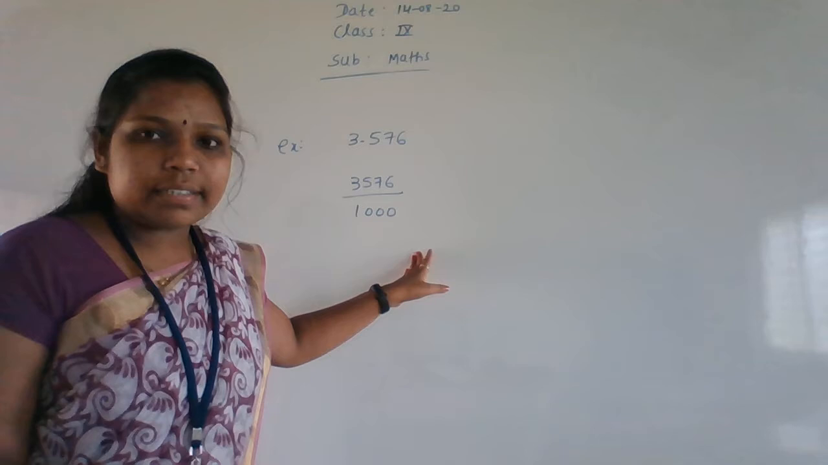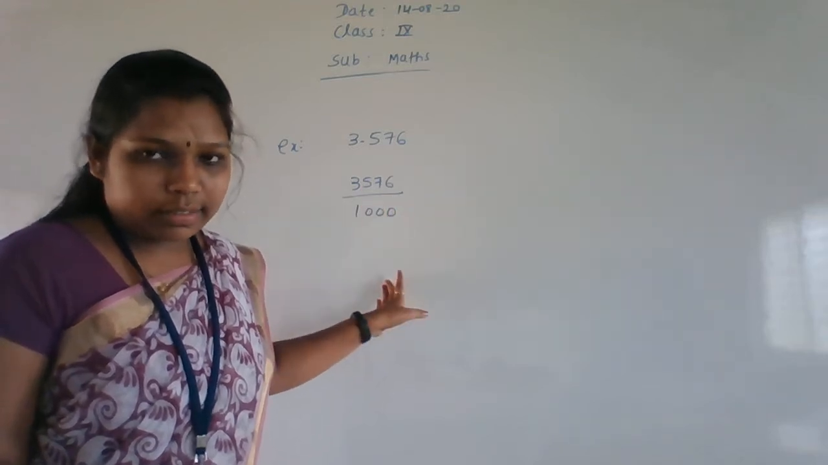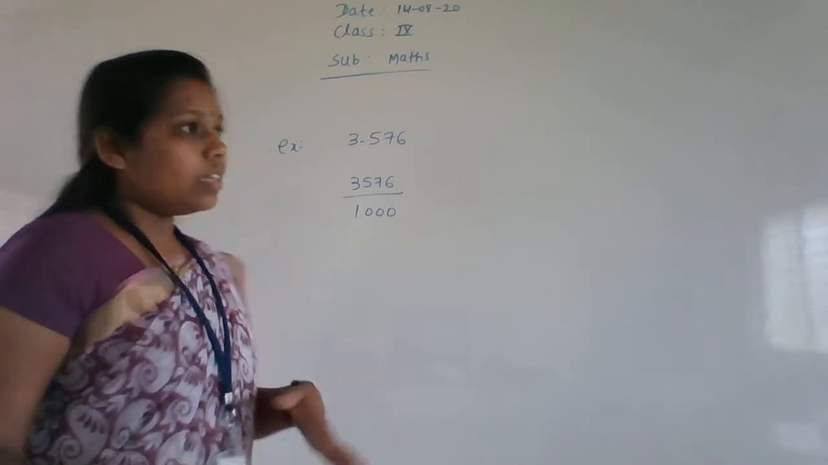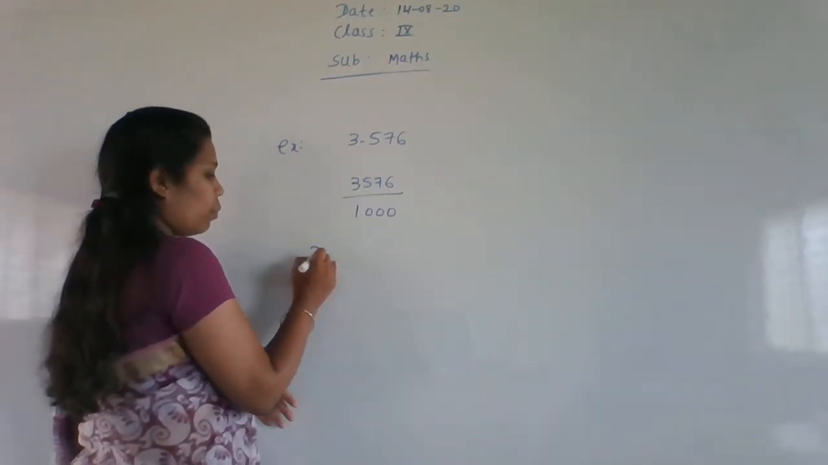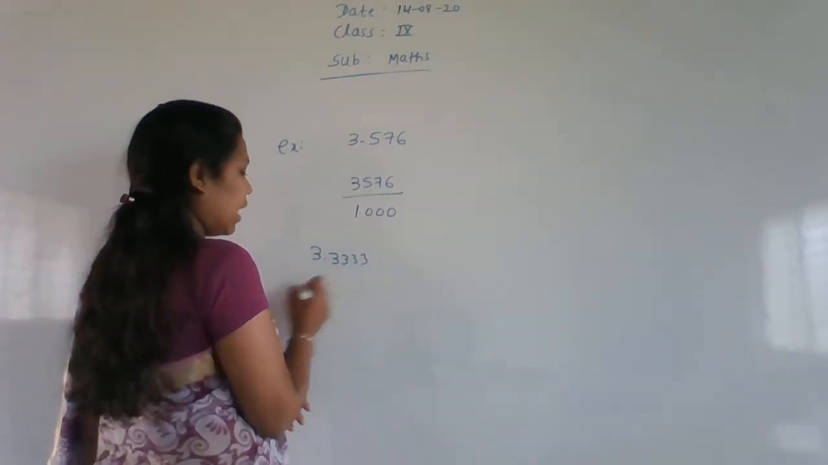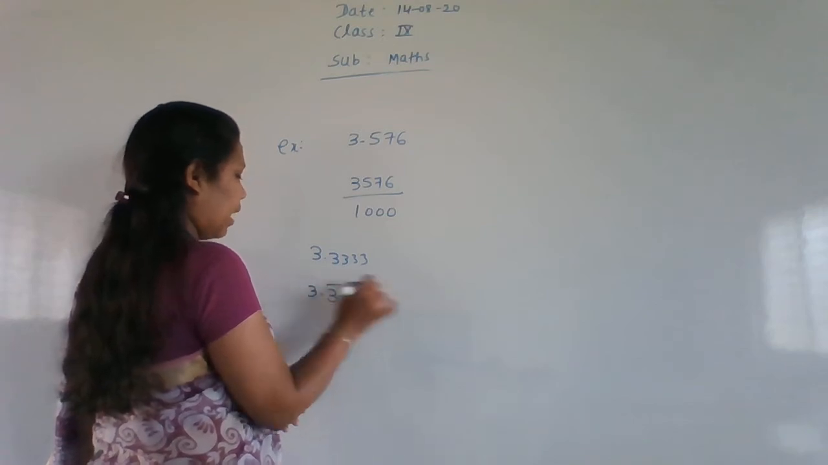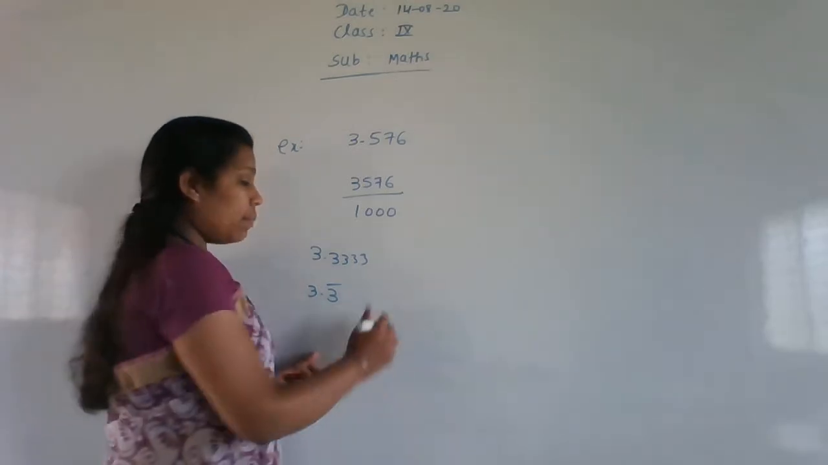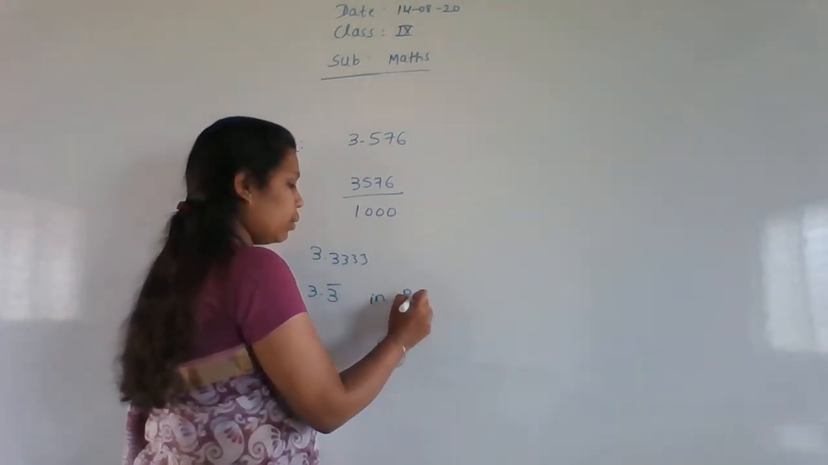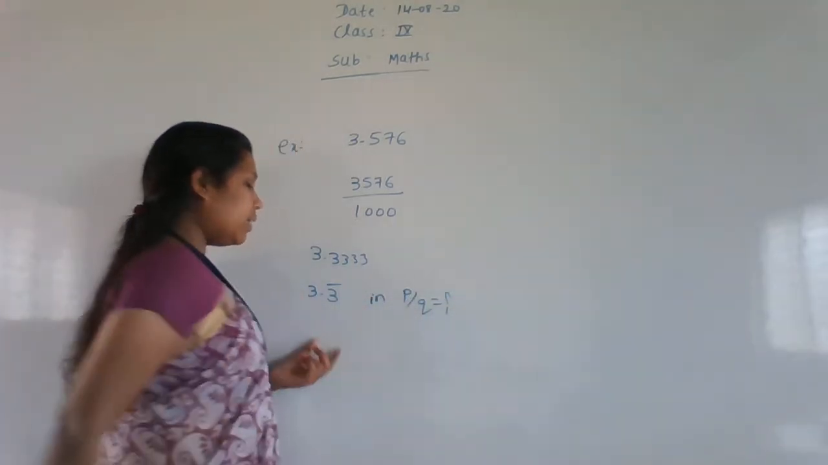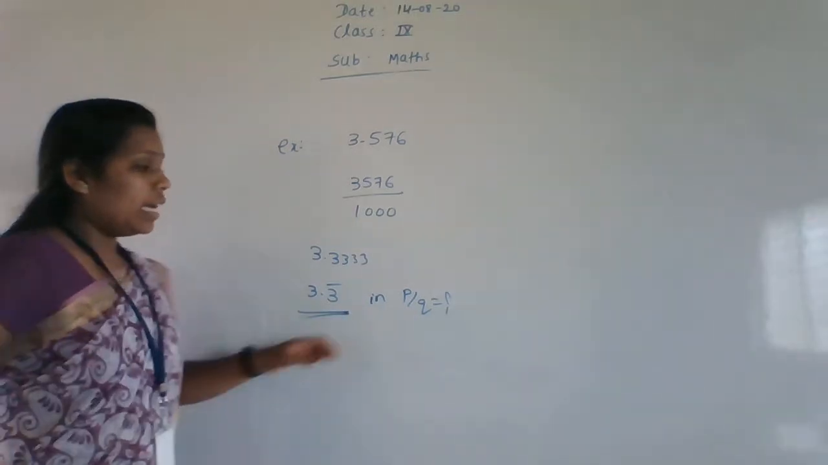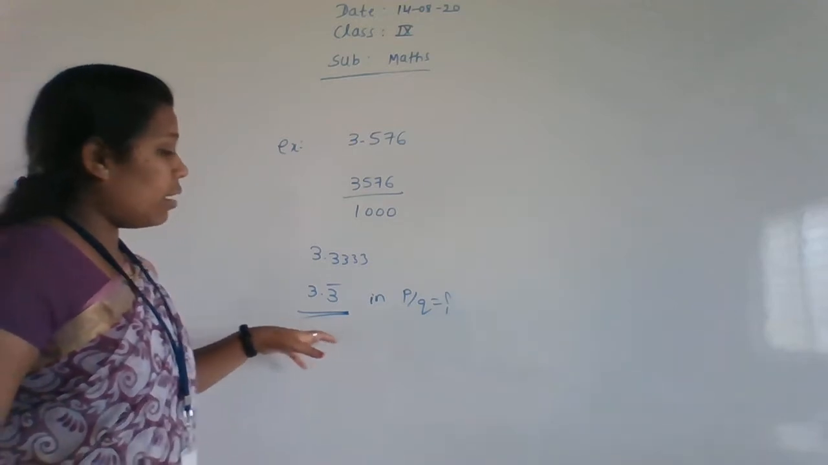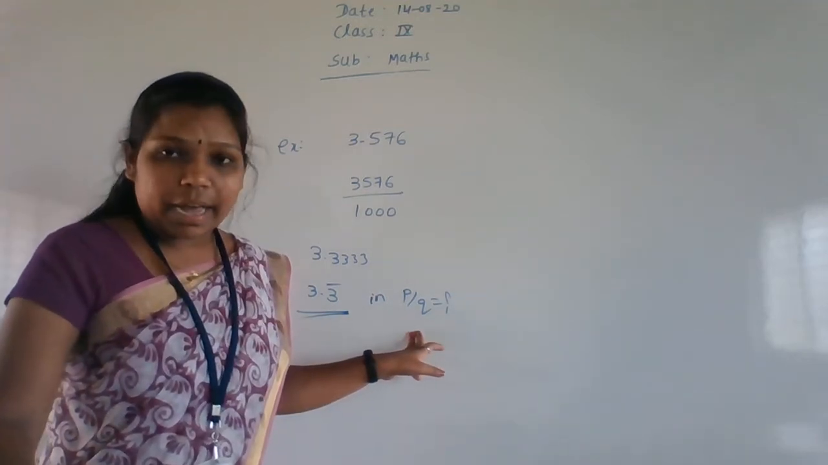Right, up to 8th standard you already learned all these things, but in 9th standard the extra thing is, see, I already told you 3.3333 can be written as 3.3 bar. Right, how to write it in a P by Q form? Write this decimal expansion in a P by Q form. You have to convert this number into the form of P by Q.